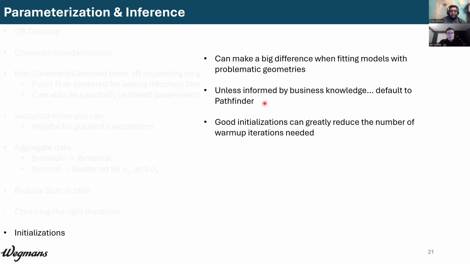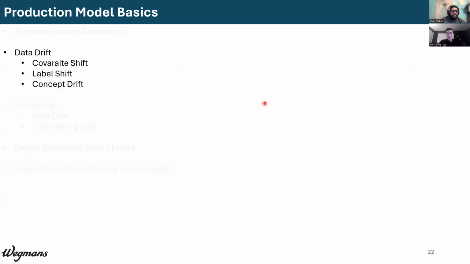Very cool. So that's parameterization and inference. Let's talk a little bit about data drift. This is basic MLOps stuff, right? This is the stuff that we always need to be thinking about when we're putting models in production.